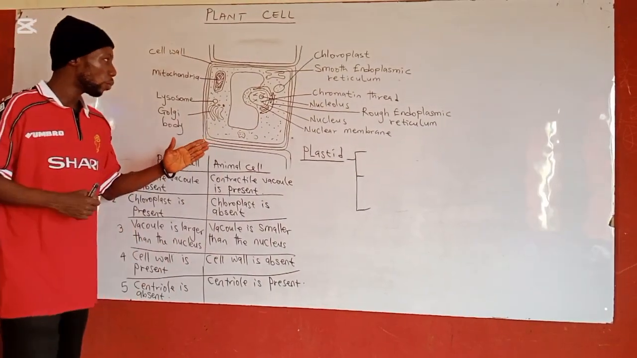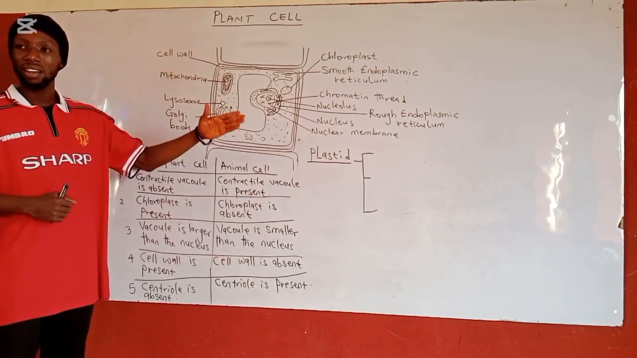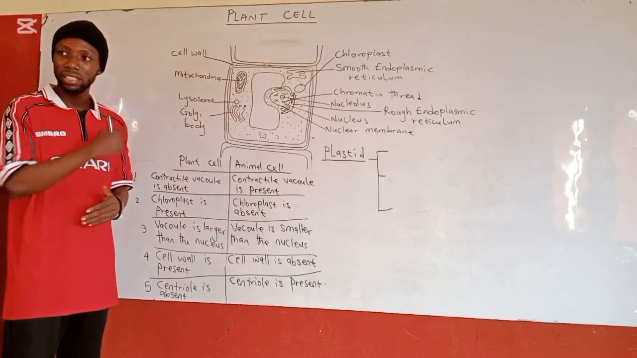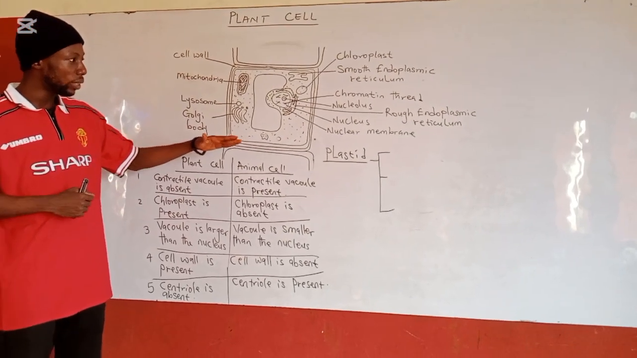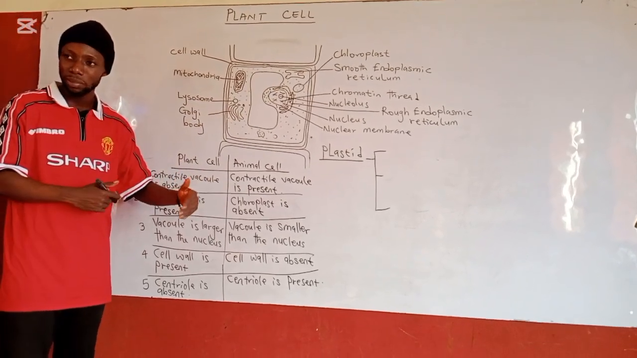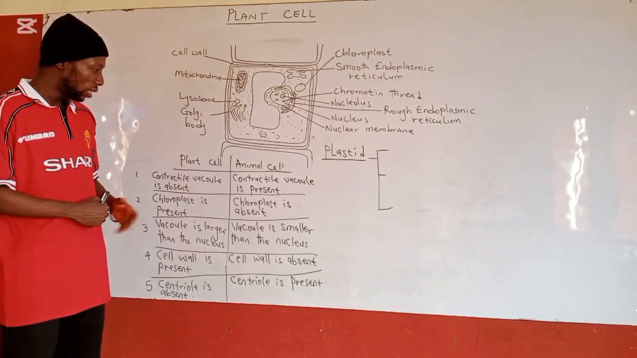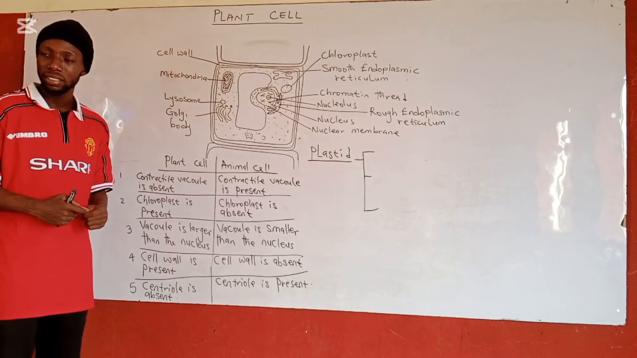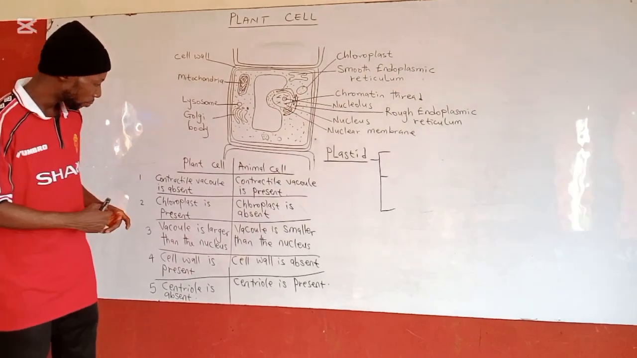So here we are going to look at these structures and relate them to their respective functions, just as we did in the last video on the animal cell. But before I continue with the functions of these structures, let's kindly look at the differences between the plant and animal cell. Okay? The difference is based on some structures that are present and some structures that are absent in each of them.